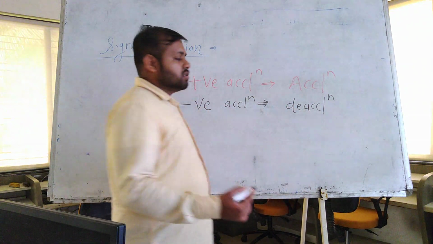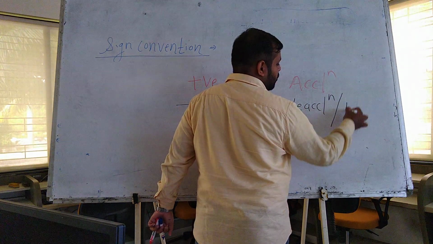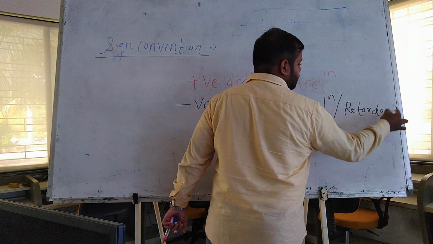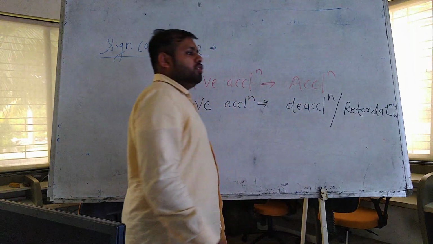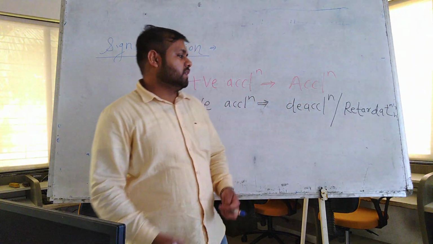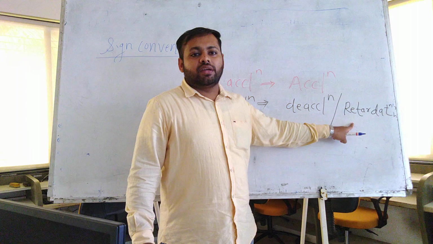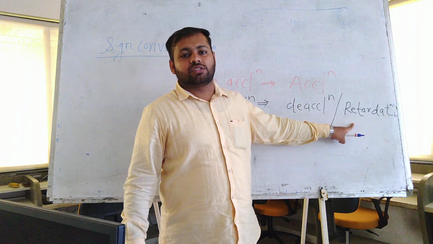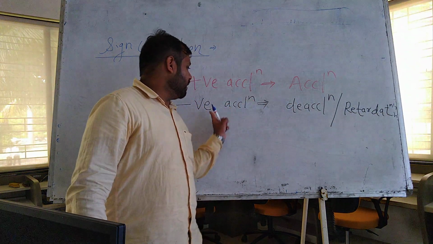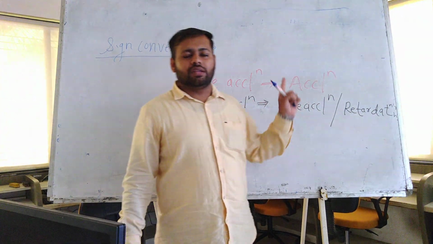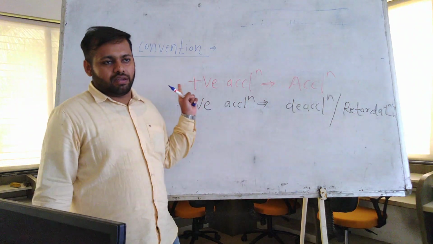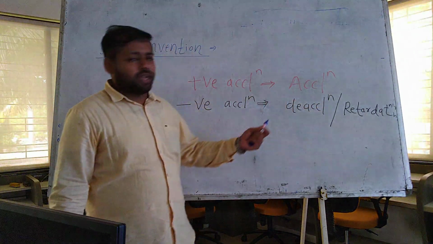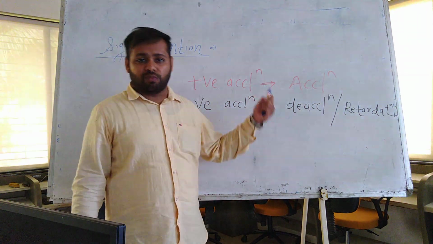And this deceleration is also known as retardation. So in the problem statement, if they state that the body retarded at the rate of 5 meter per second square, it means that there is negative acceleration. So these are the simple things that we need to remember while solving the problem.